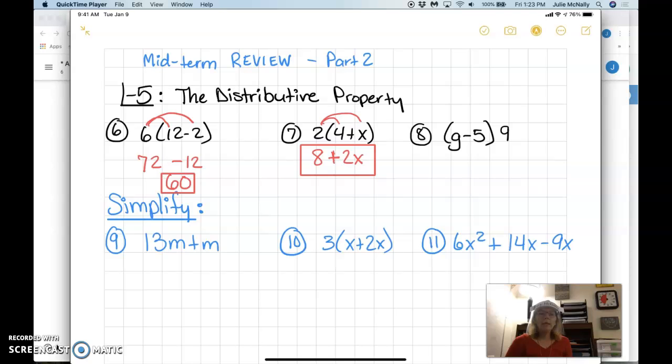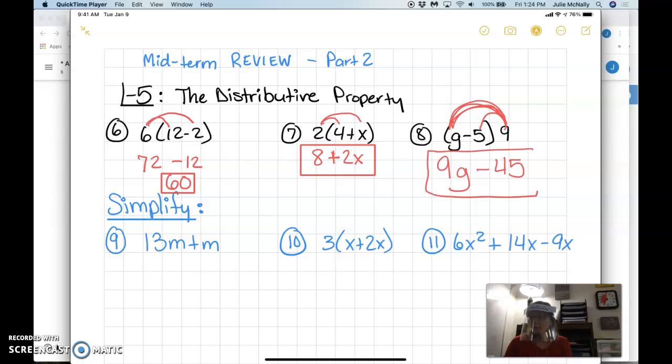And number 8 looks weird because the number outside the parentheses is on the back. But it doesn't matter. We're still going to use the distributive property. And we're going to multiply. So I like to go to the first term first and then the second term. So I'm going to do 9 times g, which is what? 9g. And then 9 times negative 5. Negative 45. Good. And again, their terms are different. One has a variable and one does not. So this is the answer.